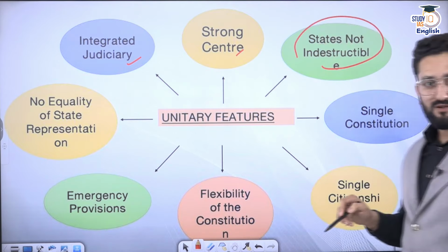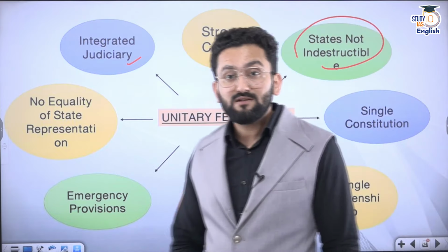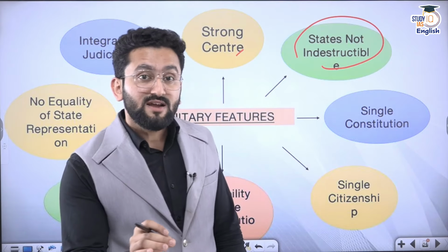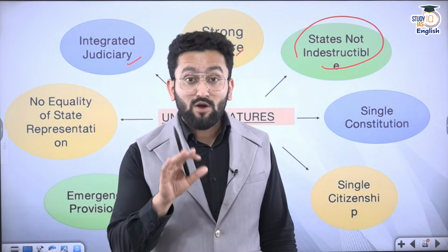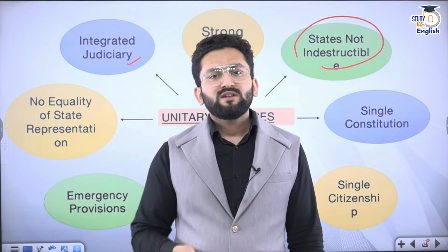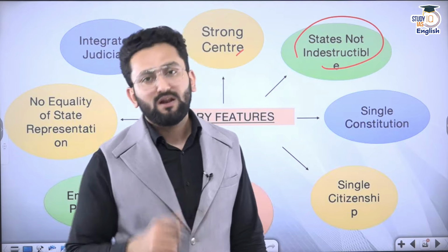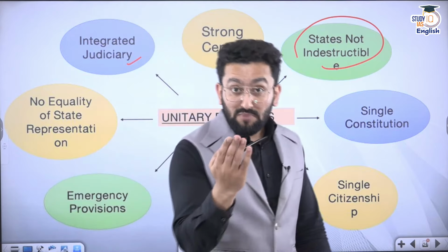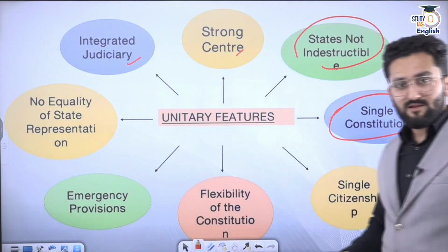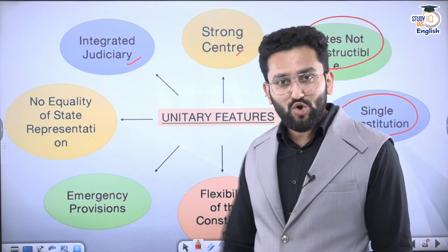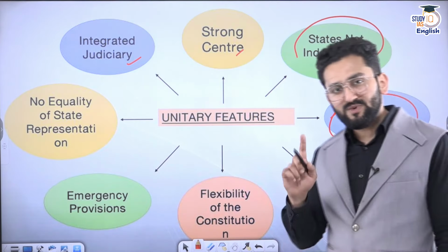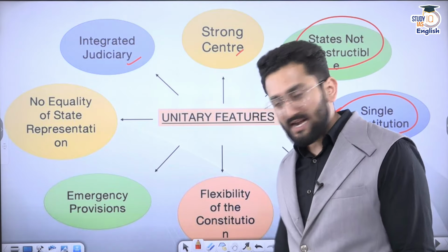States are not indestructible. Article 3. States can be divided by Parliament, and the state will not have any power to stop that. If we talk about the state legislature, such a bill will be given to the state, but their recommendation or apprehension is not binding on Parliament, and the state can be divided by simple majority. I told you in Article 3, Article 4. Single constitution is there. We don't have the system where states can have their own constitution, right? In the US case, they have. Single citizenship is there. You need to be a citizen of India. You need not be a citizen of another state, right?